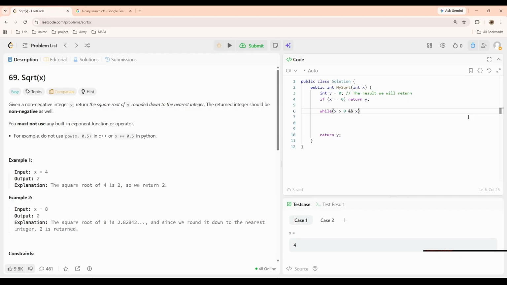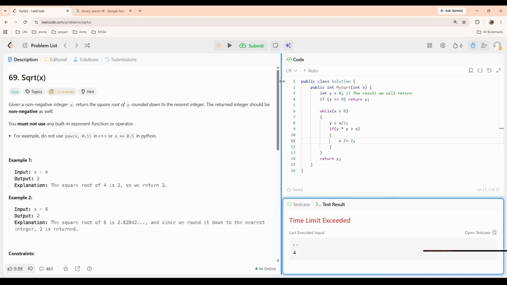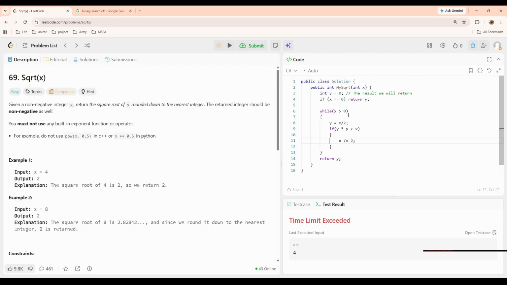How do we know which one is the closest? Something I would like to try is divide it in half. So let's say a number is 10, divide it by half. 10 divided by 2 is 5. So we try to multiply that. 5 times 5 would be 25. Okay, time limit exceeded. As long as x is greater than 0, we start by chopping it in half and calling that y and try to square that, right? So if y times y is greater than x, then that's not a square root.